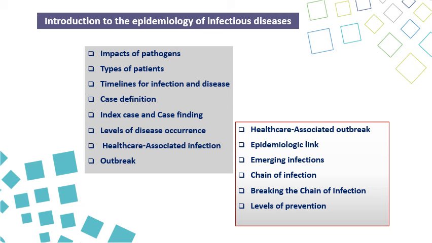In this lecture, we are going to talk about the meaning and impact of pathogens, types of patients, the timeline for infection and disease, the case definitions, index case and case finding methods, the levels of disease occurrence, the meaning of healthcare infection, the definition of an outbreak, the national definition of a healthcare-associated outbreak, epidemiological link types, emerging and re-emerging infections, and the chain of infection components, and the methods of breaking the chain of infection. Finally, we'll talk about the levels of prevention.